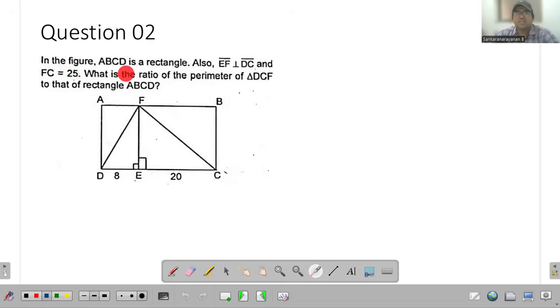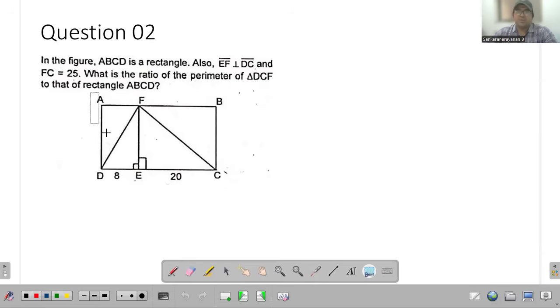The question is, what is the ratio of the perimeter of triangle DCF, D to C, C to F, the triangle, to that of rectangle ABCD? ABCD is the rectangle. So they are asking you to find the ratio of the perimeter of triangle DCF to that of rectangle ABCD.